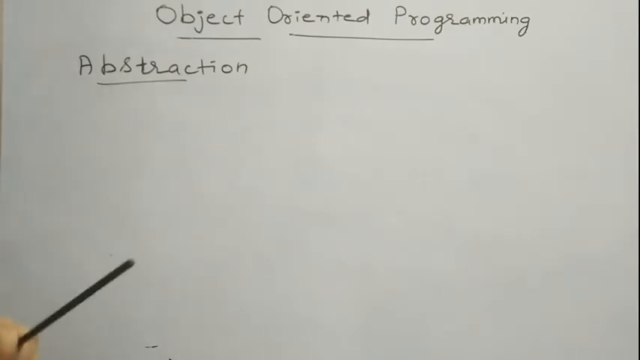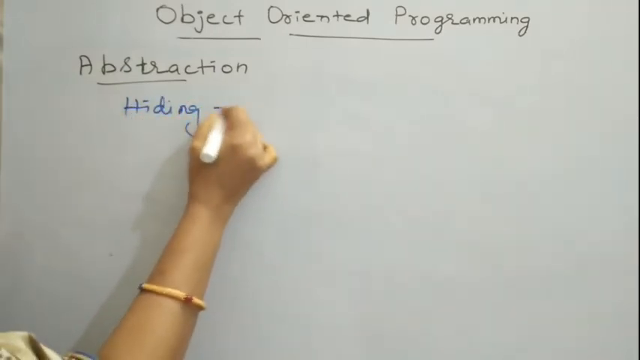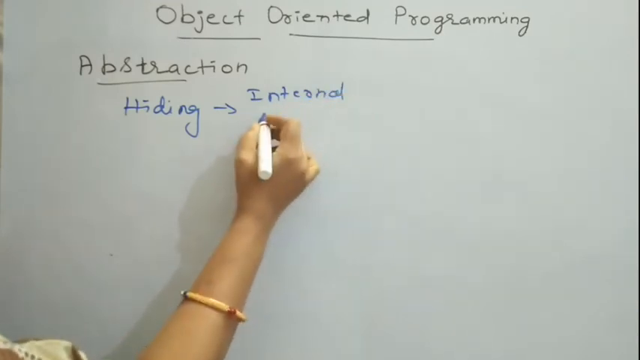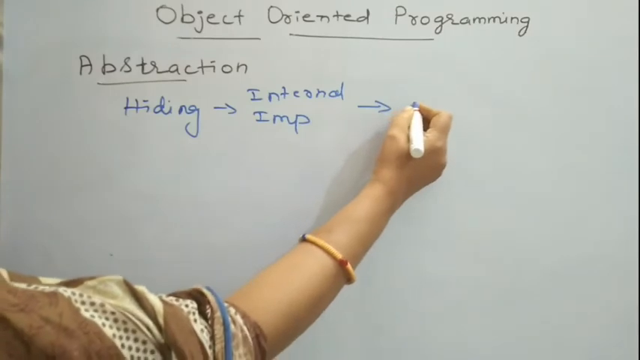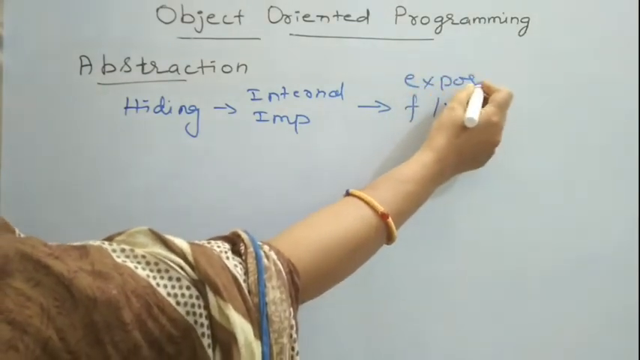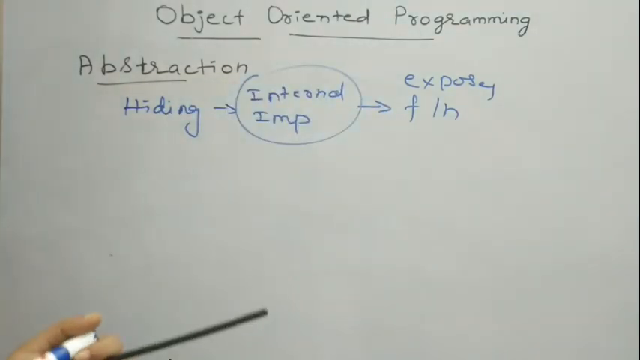Next one is abstraction. Abstraction is the process of hiding what? Hiding the internal details or internal implementation and exposing only its functionality. It exposes only its functionality. It completely hides the internal implementation detail.